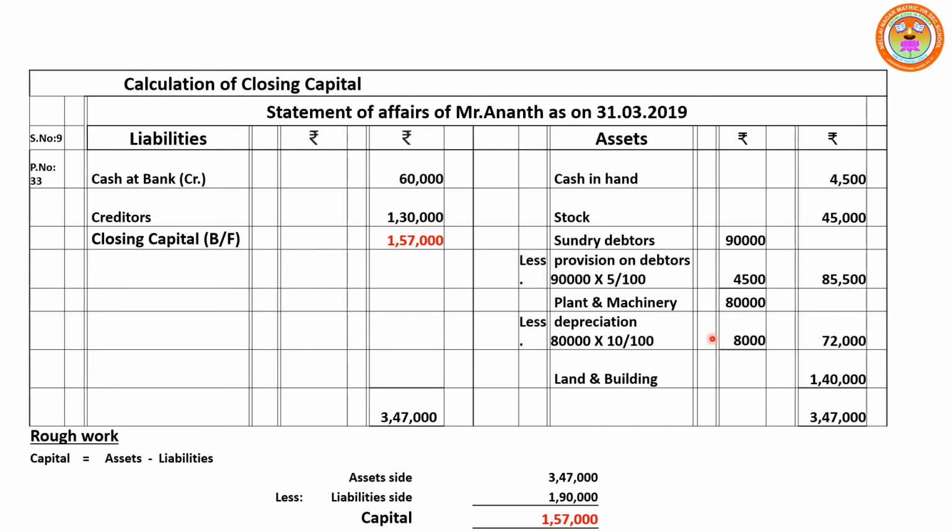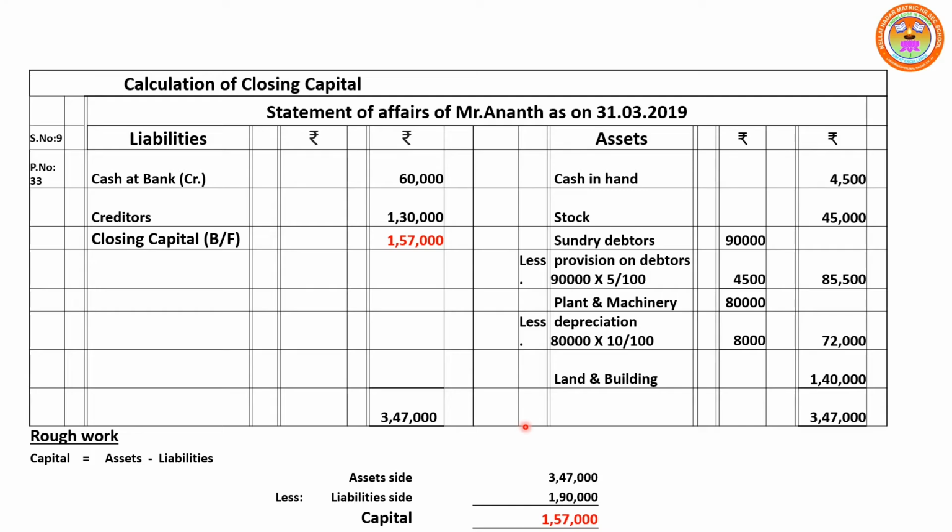Then look at plant and machinery value, which shows 80,000. After using 12 months, usually these assets get depreciated 10%. So 80,000 into 10 by 100, 8,000 value of machinery has depreciated. So year end plant and machinery value shows 80,000 minus 8,000, 72,000. Land and building 1,40,000. Then creditors value 1,30,000. So we have segregated all the assets and liabilities with adjustments.